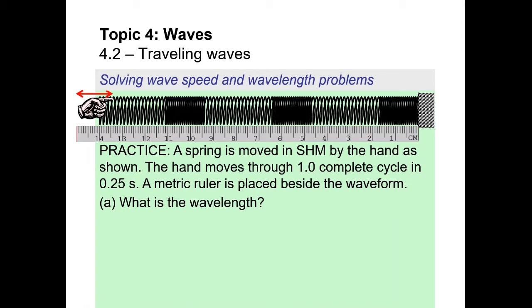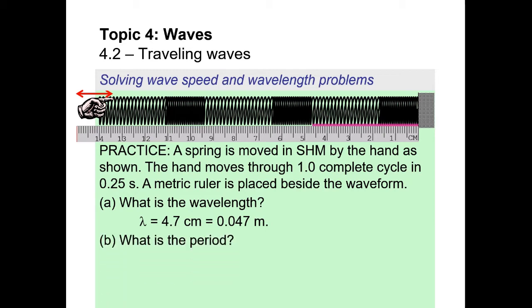What is wavelength? Wavelength can be measured from the center of one compression to the center of the adjacent compression, but for simplicity, we may use the beginning of one compression to the beginning of the adjacent compression here like this. That is 4.7 centimeter, which is 0.047 meter.